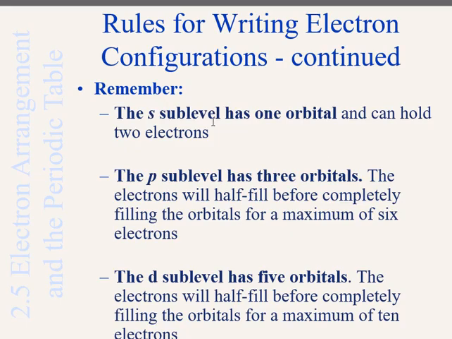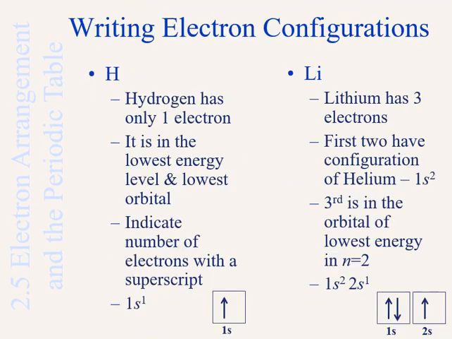Remember that the s sublevel has only one orbital and can hold 2 electrons, p has 3 orbitals for a total of 6, and d has 5 for a total of 10. F, not mentioned here, can have 14 because there are 7 orbitals.